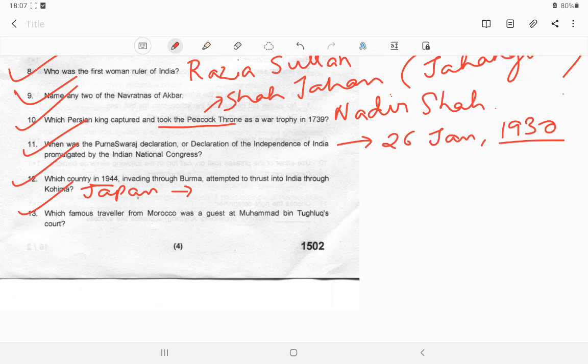Which famous traveler from Morocco was a guest at Muhammad bin Tughlaq's court? It was explained in the last class. It is Ibn Battuta, B-A-T-T-U-T-A, Battuta.